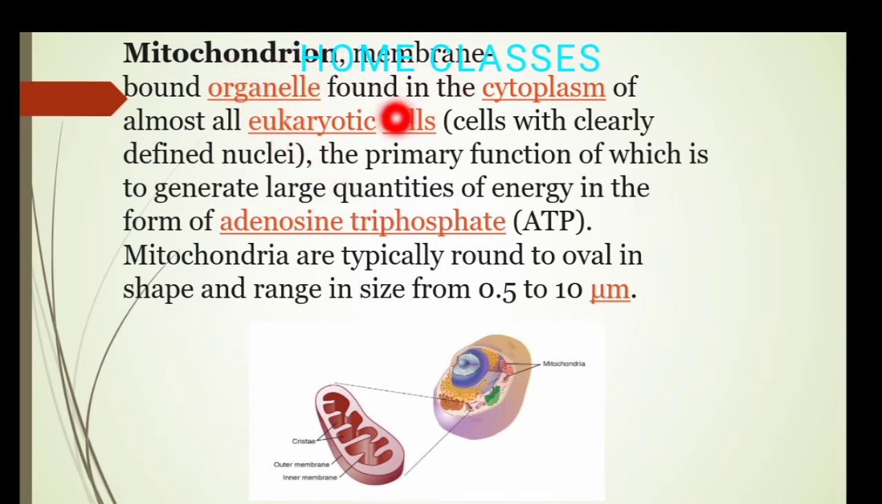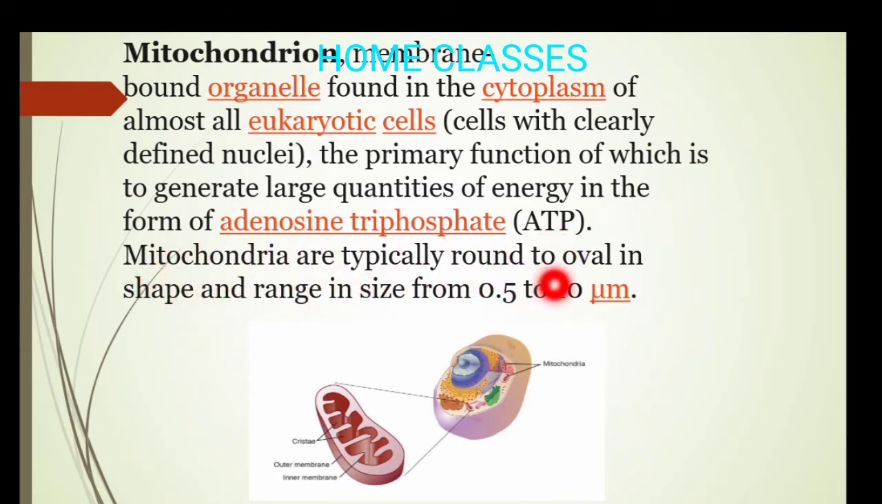The mitochondrion is a membrane-bound organelle found in the cytoplasm of almost all eukaryotic cells, cells with clearly defined nuclei, the primary function of which is to generate large quantities of energy in the form of adenosine triphosphate, ATP. So the mitochondrion produces large quantities of energy in the form of ATPs. ATP is known as the energy currency of the cell.